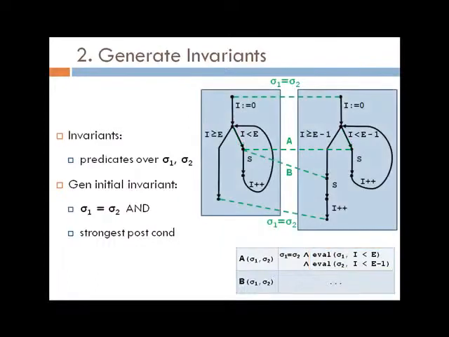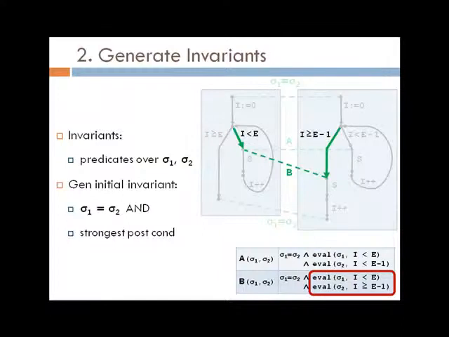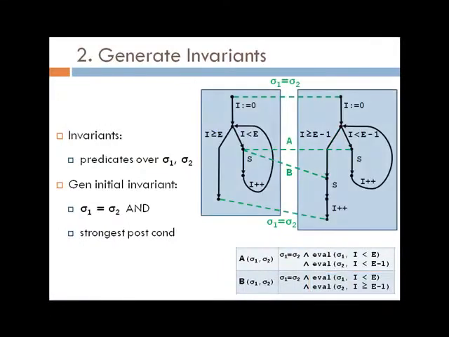Here's the initial invariant PEC generates for B. Again, we require state equality because both programs are about to execute a parameterized statement, and we include the relevant strongest postcondition, which involves these two paths leading to A. Now that we have the initial invariants for our synchronization points, let's move on to how PEC checks that they're preserved.